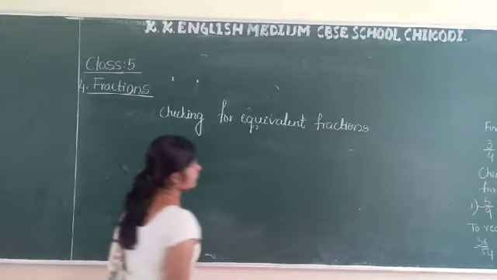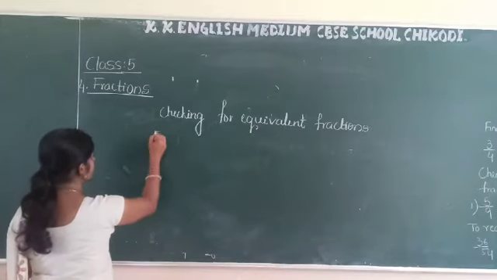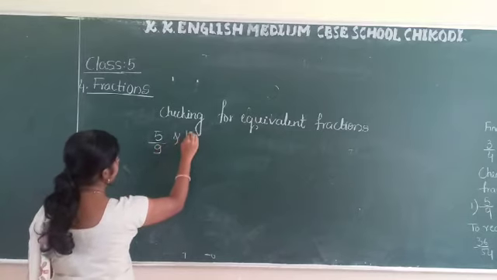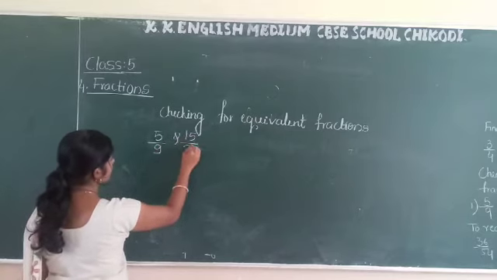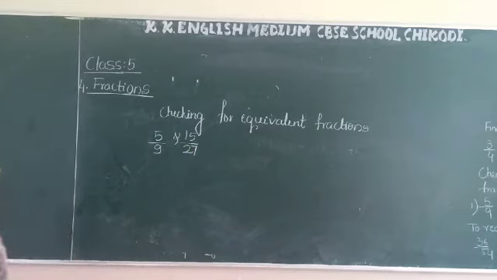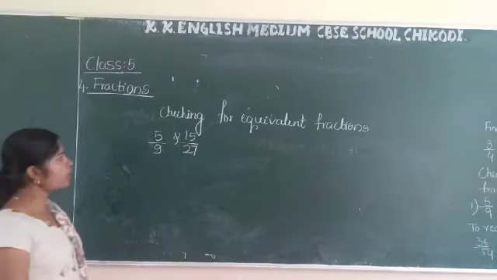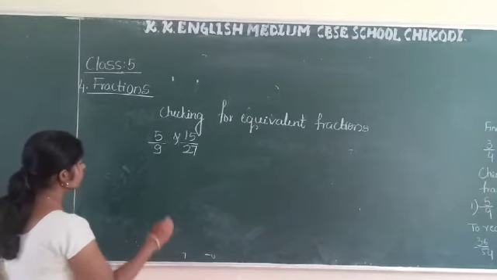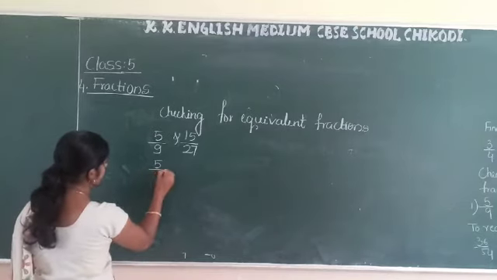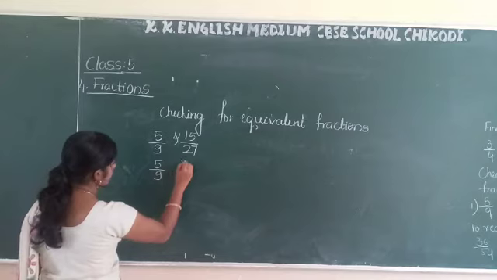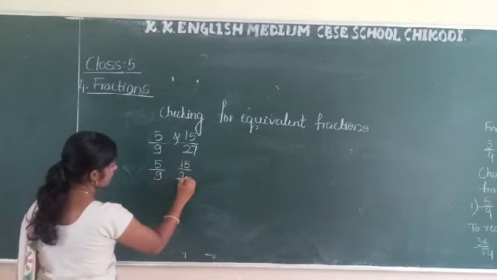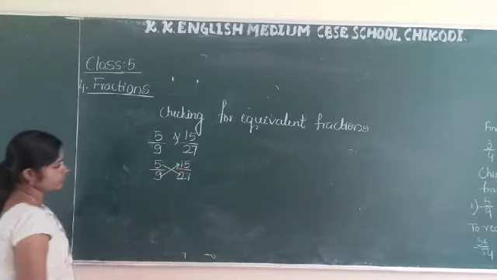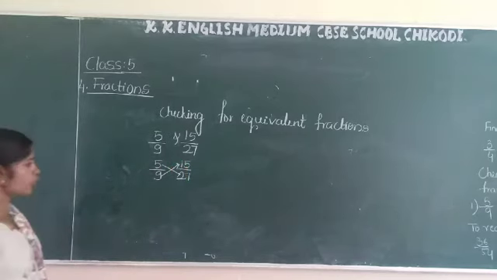I will take here one example, 5 by 9 and 15 by 27. Then how to check whether it is equivalent or not? For that we have to do cross multiplication. 5 by 9 and here 15 by 27 is there. For this we call it cross multiplication.